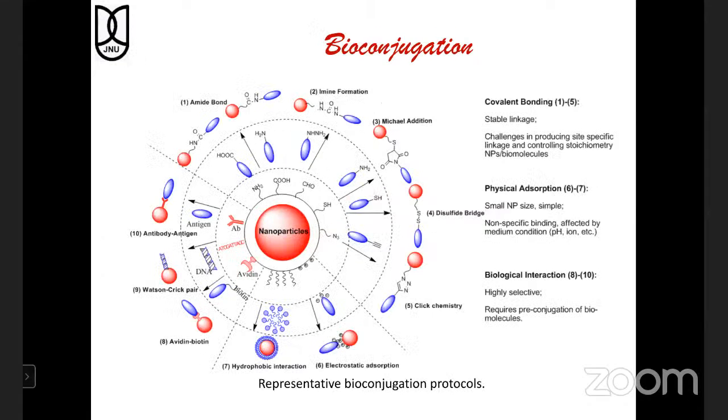So there is some type of binding chemistry involved, like the covalent bonding we can use there, like amide bond formation, imine group formation, and the disulfide bridges between the two molecules. They help with the covalent interaction of the molecules and provide the stability of nanomaterials with the biomolecules.